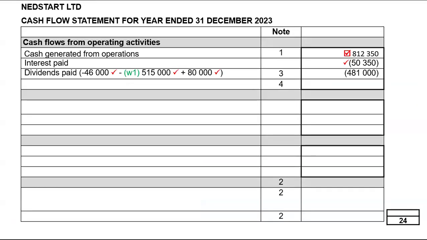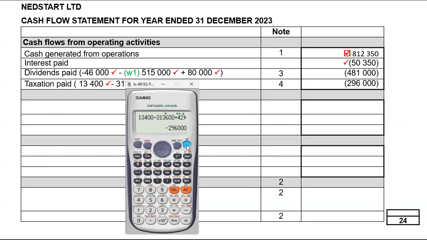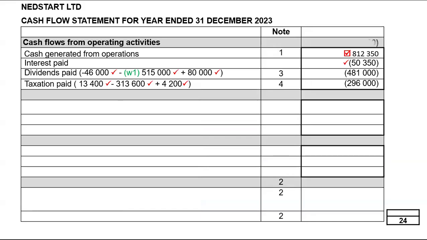Basically, when I put it here, I will simply put it as I said, and it'll give me 296,000. Now I'm going to take 812,350, subtract 50,350, subtract 481,000, and then subtract 296,000. It'll give me that much. Okay, so that'll be my cash flow from operating activities. Done with it. Now we're going to go to cash flows from investing activities.